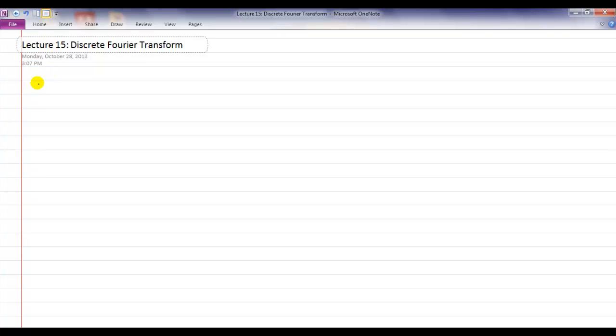In the last class, we had started discussing the relationship between the discrete Fourier series and the discrete time Fourier transform, and this is how far we had gone. So we had said that if we have a periodic sequence and its discrete Fourier series is x tilde of k, and they are all periodic with period capital N.